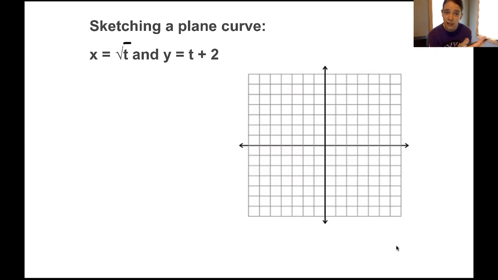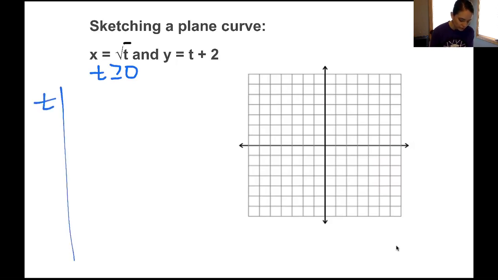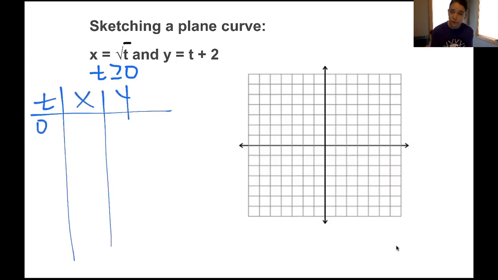And since we have radical t for our x equation, we know we cannot plug in negative values for t, because that would create a negative under our radical. So we know that our domain for this equation is t is greater than or equal to 0. Okay, so for our t, x, y chart, we can start at 0 because we can have the square root of 0, but then we would need to get bigger with our t values.